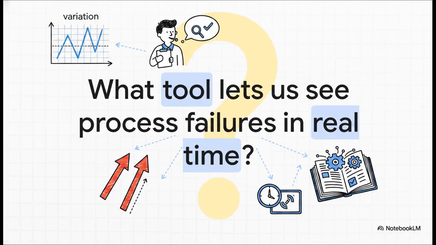And that leaves us with one final and really important question. If we know the two ways a process can fail, either too much variation or a shift off target, what is the actual tool that lets our coach see these things happening in real time? What does that playbook even look like? Well, we're going to open it up in our next explainer.